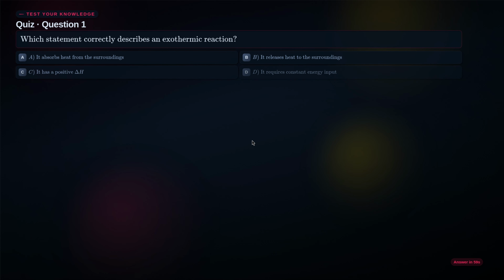Quiz question 1. Which statement correctly describes an exothermic reaction? Option A, it absorbs heat from the surroundings. Option B, it releases heat to the surroundings. Option C, it has a positive delta H. Option D, it requires constant energy input.